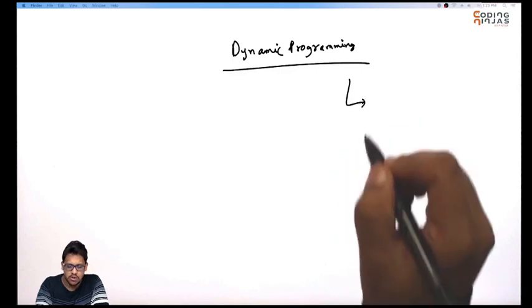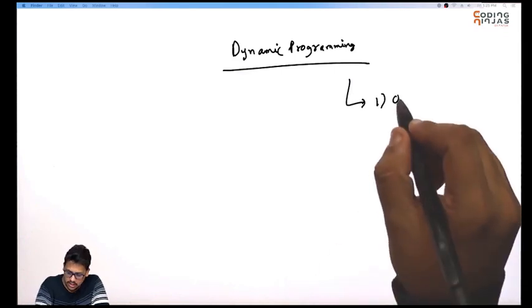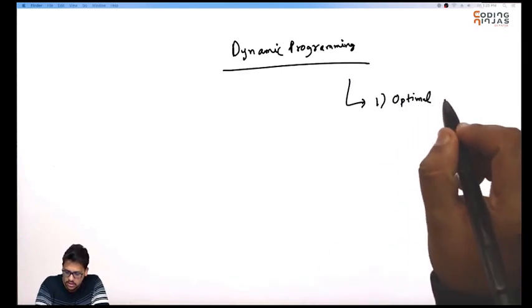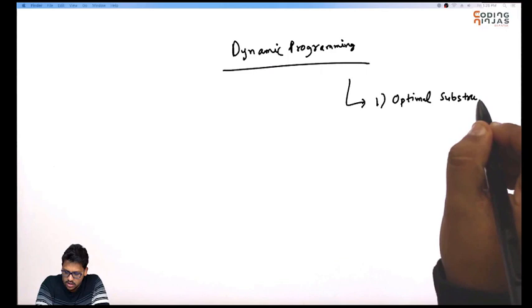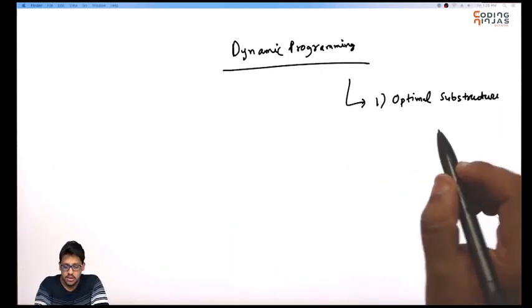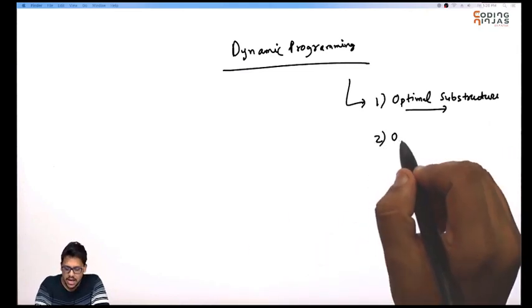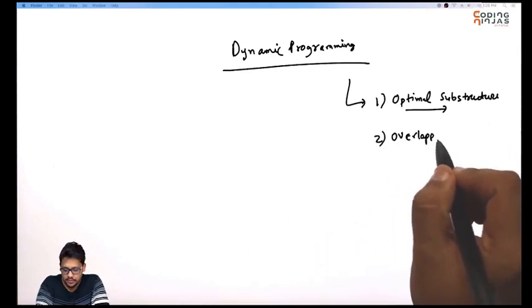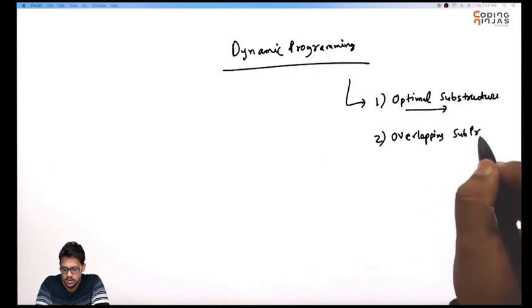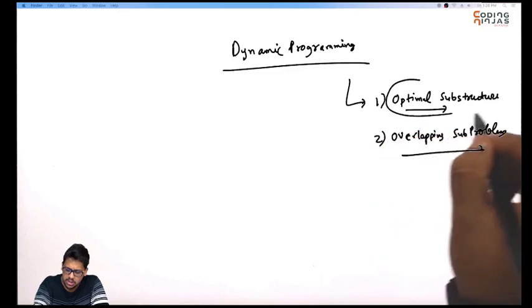So dynamic programming is all about two things, of which one of the things we already know, that is optimal substructure. It's kind of an algorithm which will be applied in a problem which has optimal substructure. I will tell what it is, and which has overlapping subproblems. Okay, optimal substructure we already know.